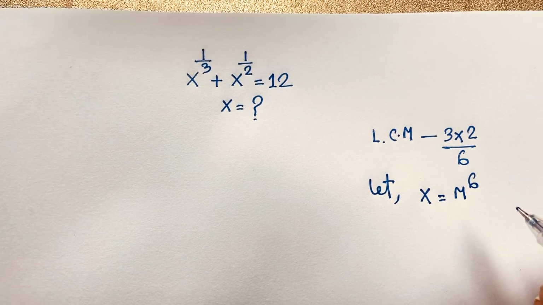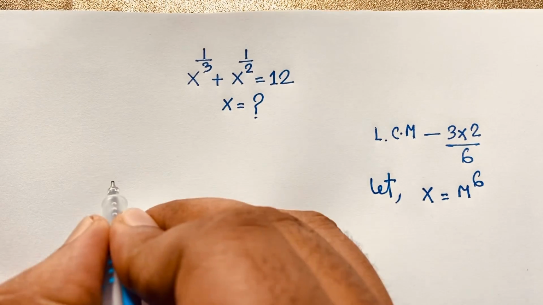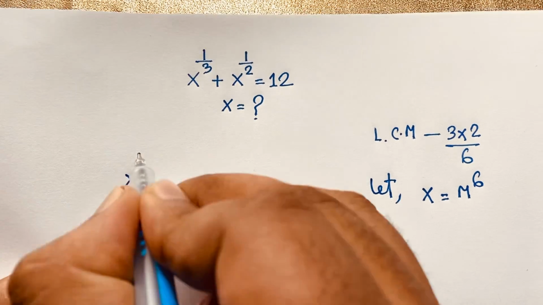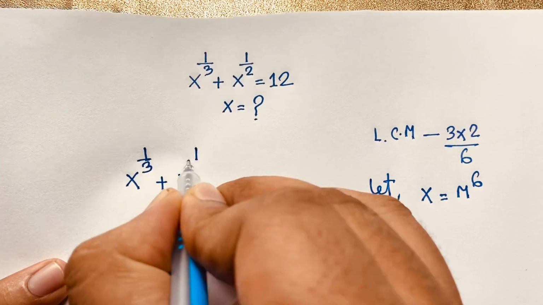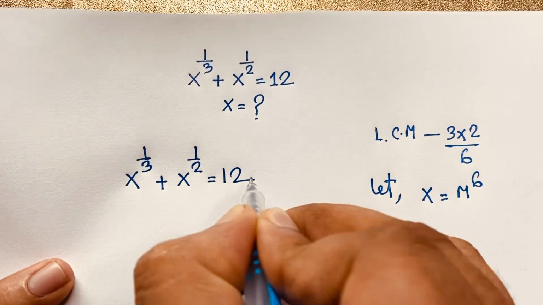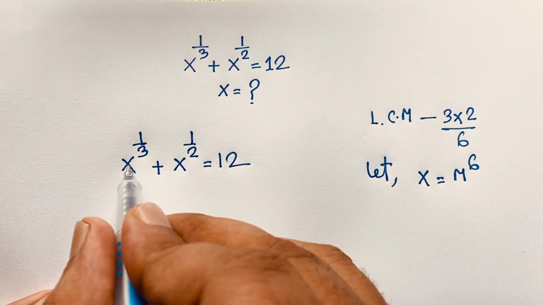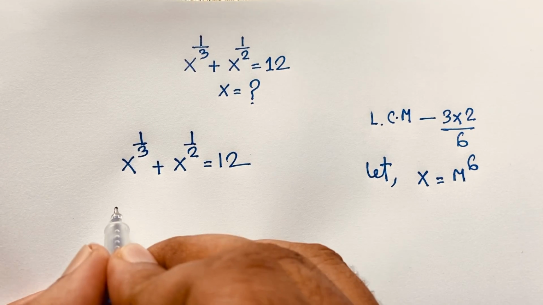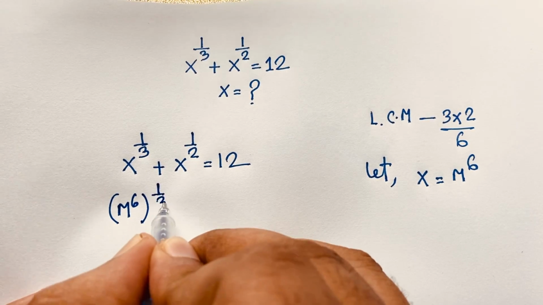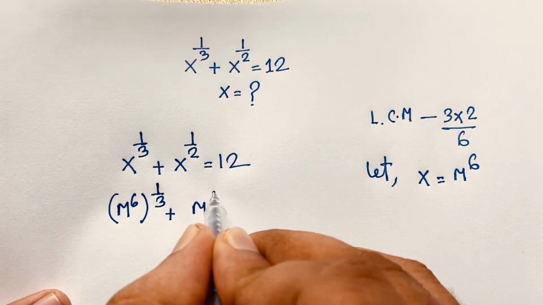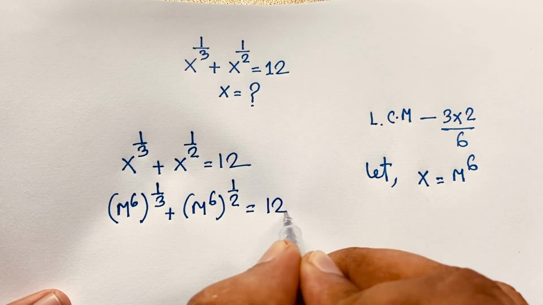Now at this moment I take our question again: x to the power 1 over 3 plus x to the power 1 over 2 is equal to 12. This is our question. Now here x will be m to the power 6. So I take m to the power 6, bracket power is 1 over 3, plus m to the power 6, bracket power is 1 over 2, is equal to 12.